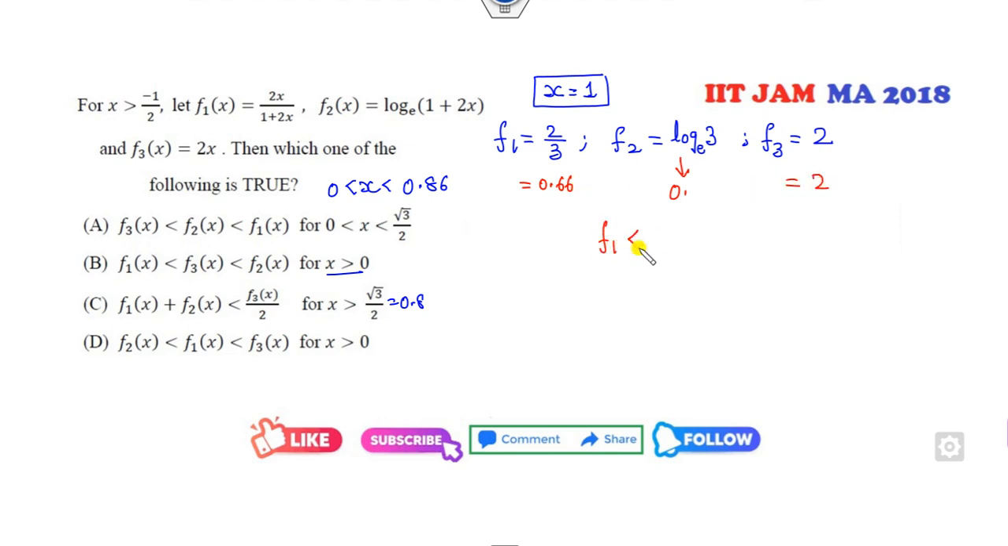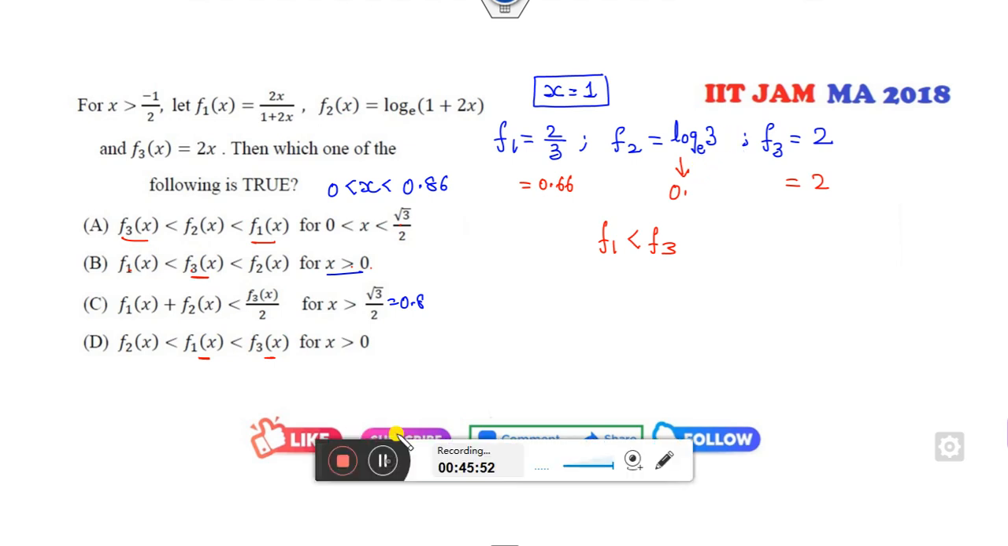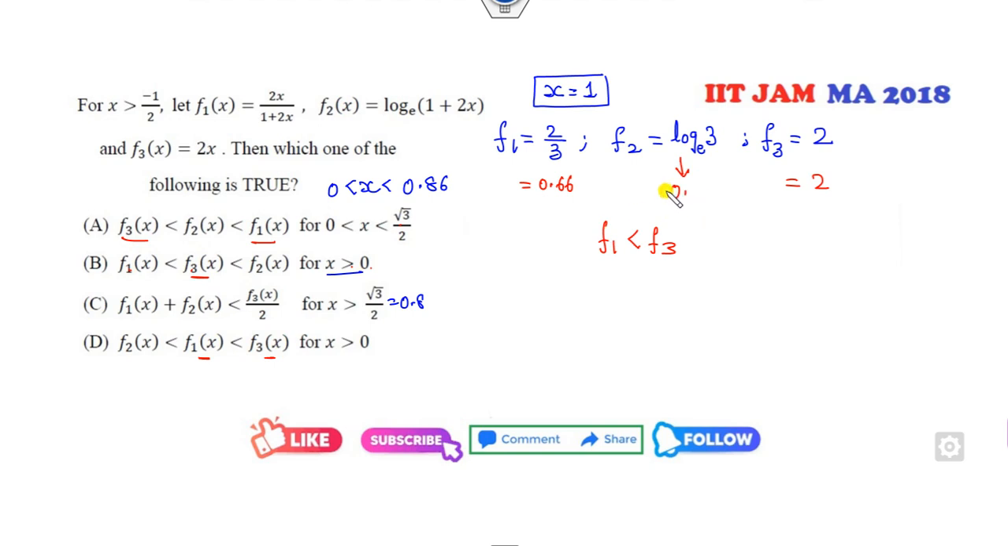So first of all, f1 is less than f3. This number lies between here. 1 satisfied this. F1 is less than f3, fine. What is f2? Can you calculate log e3? So you will get this number as 1.0986, because you have the calculator in your examination as well. So what is the relation you have obtained? F1 is less than F2 is less than F3 when x is equal to 1, satisfied.